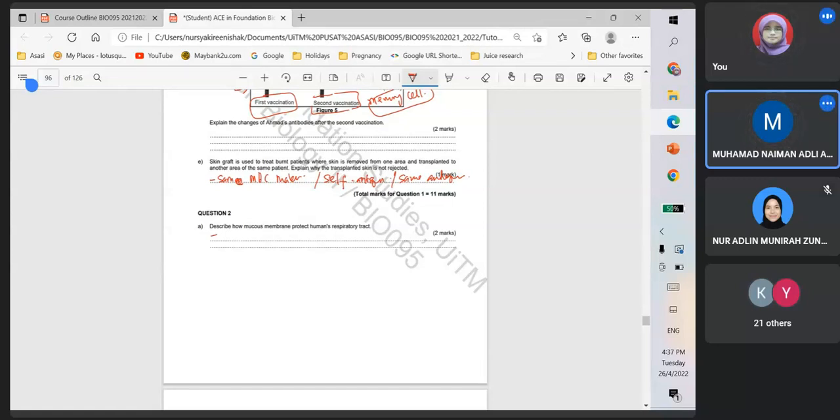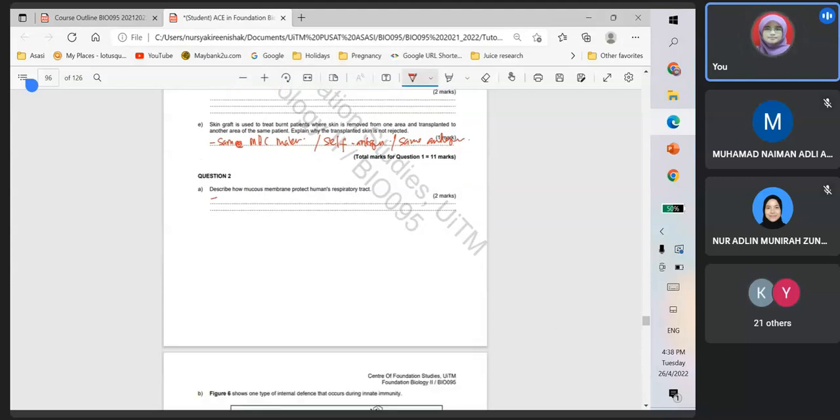Okay, dapat 2 markah. So you have the 2 full marks. Maybe before you mention mucus trap pathogen, you can mention mucus produced by the goblet cell pun boleh dapat markah. Okay, mucus produced by goblet cell or the lining of the respiratory tract or the epithelial cell will have cilia on its surface. Tu pun boleh dapat markah. Okay, so ada 3 point lah kat situ. Right. So thank you, Naiman. Next question. B.